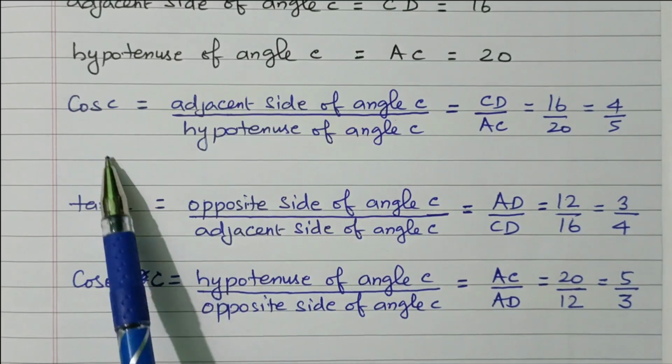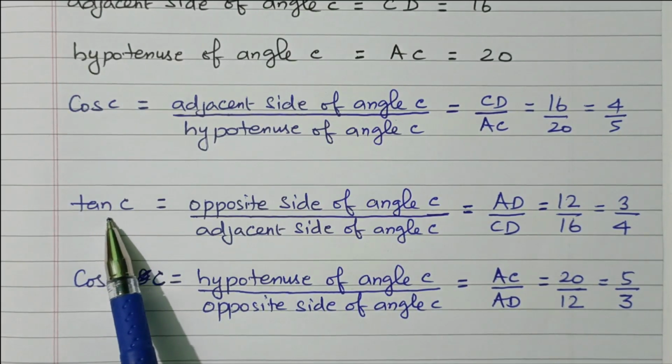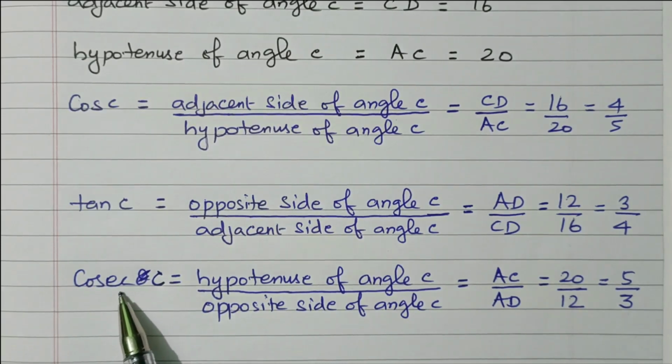So cos C is a basic trigonometric ratio. Tan C is also a basic trigonometric ratio. Cosecant C is a reciprocal ratio, the reciprocal of sin C. Right? Now we calculated all six values.